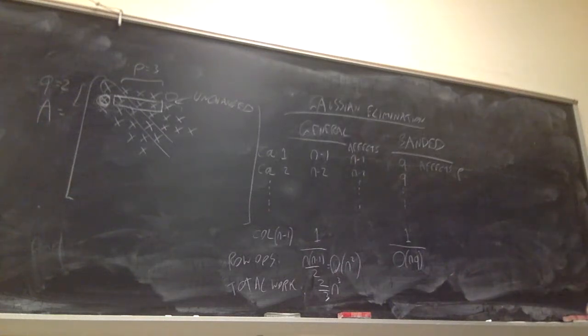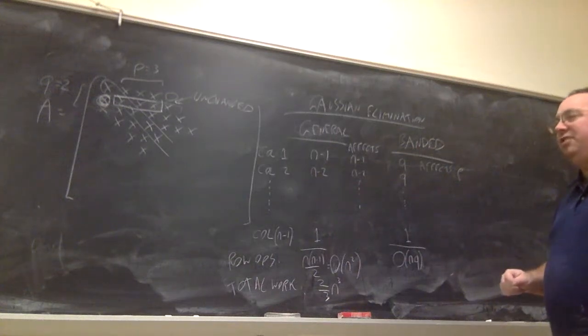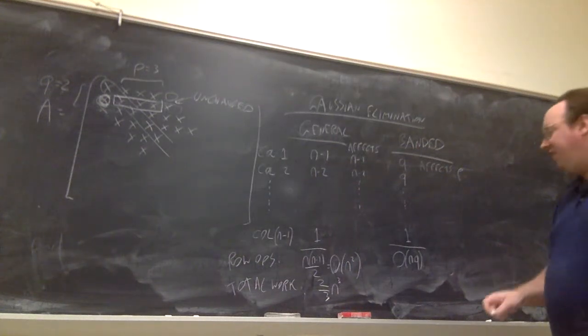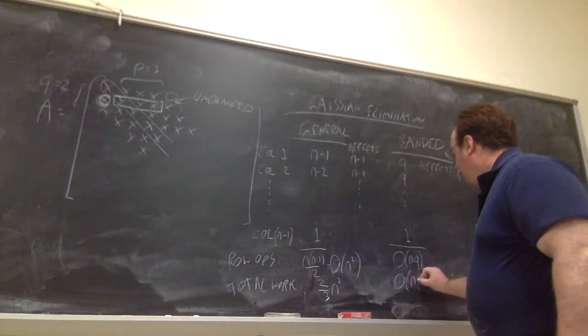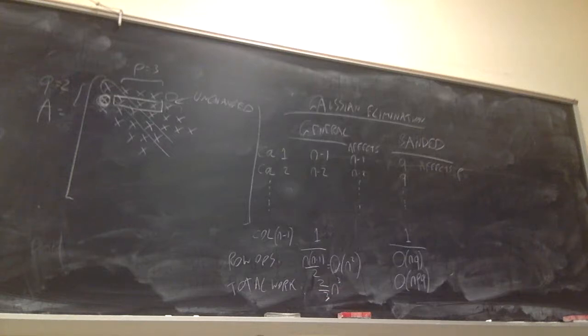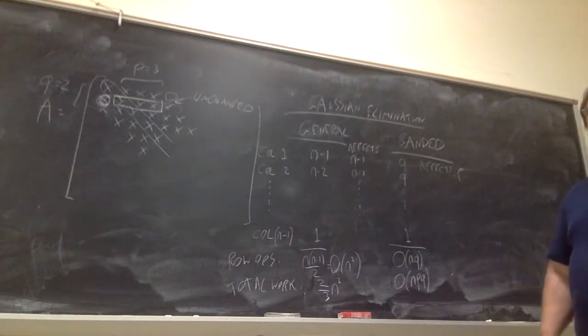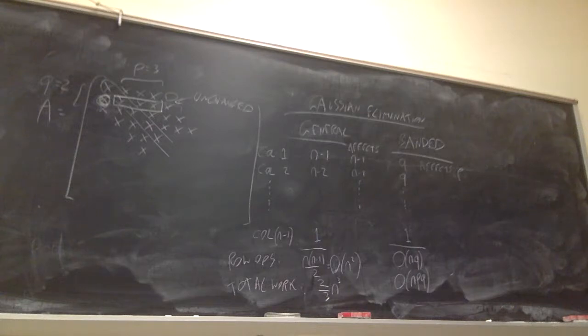So we have n times q row operations affecting up to p entries each. So the total work is order n times p times q. So suppose p and q are both equal to 1 for a tridiagonal matrix. Then the amount of work is only order n. So we've shaved off 2 orders of magnitude for Gaussian elimination compared to the general case. So that's huge.